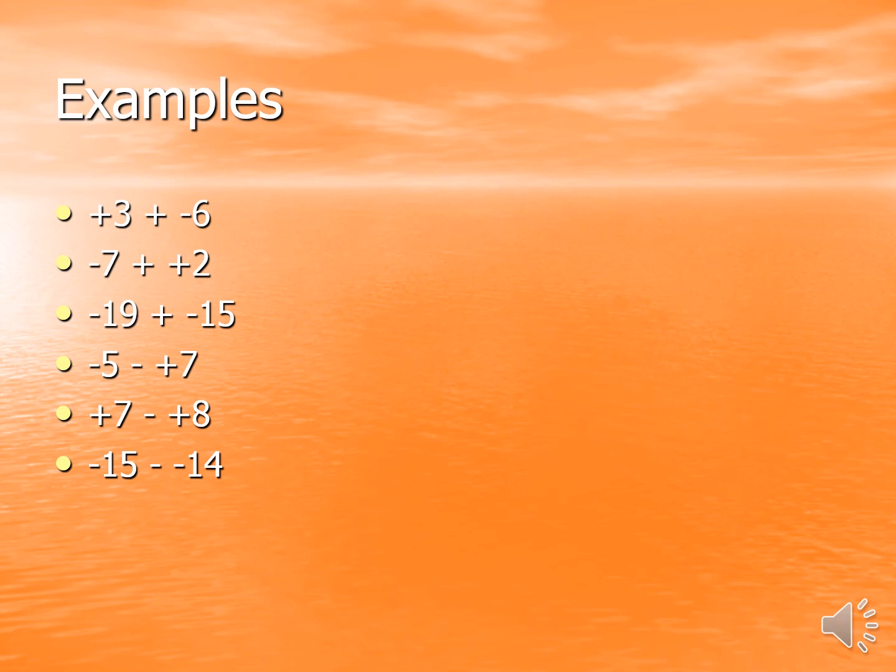Here are your answers. Positive 3 plus negative 6 gives me a negative 3. Negative 7 plus a positive 2 gives me a negative 5. Negative 19 plus a negative 15 gives me a negative 34. Negative 5 minus a positive 7 would give me a negative 12. Positive 7 minus a positive 8 will give me a negative 1. And negative 15 minus a negative 14 would also give me a negative 1.